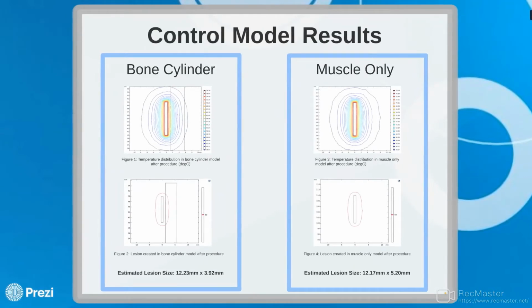The temperature distribution and estimated lesion size for each case are presented. As can be seen, the length of the lesion was not as affected as was the width of the lesion.